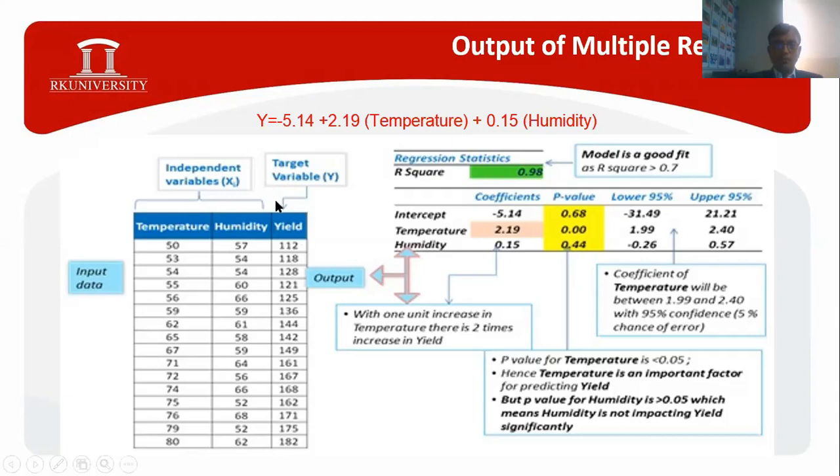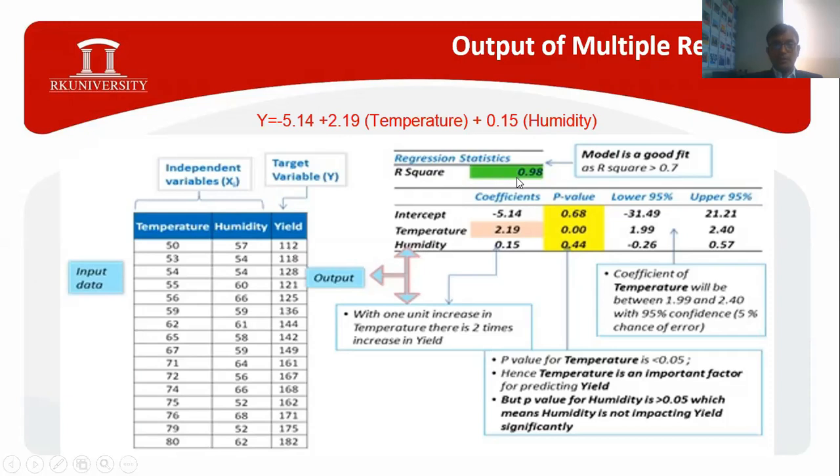Here, what we have developed is that yield is equal to 5.14, which is the intercept, plus 2.19 times temperature, that means the first variable x1, plus 0.15 times humidity, which is the second independent variable, x2. So this is the regression equation which has been developed with the help of statistical software. Here there are two independent variables.